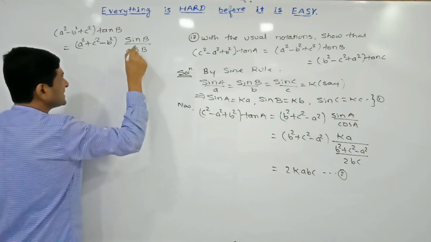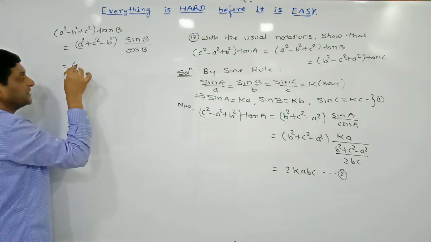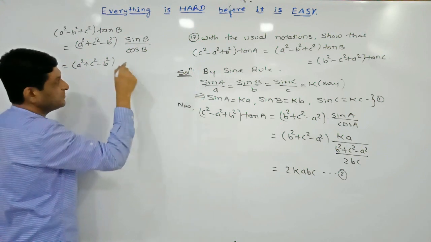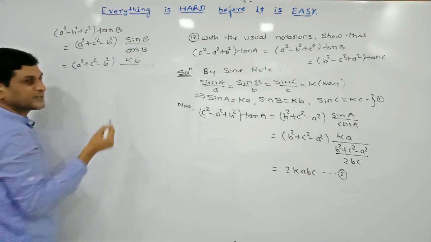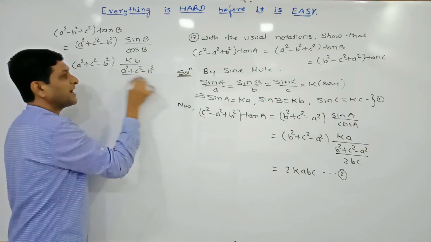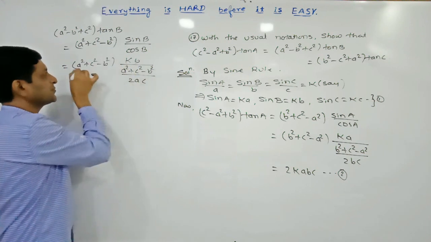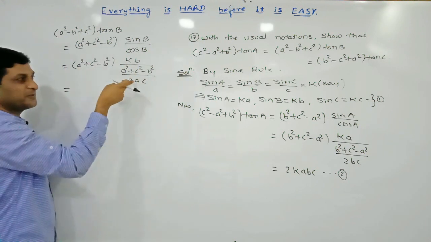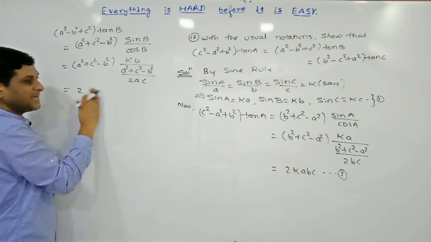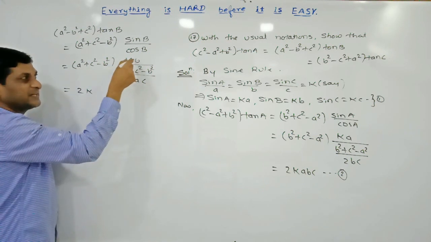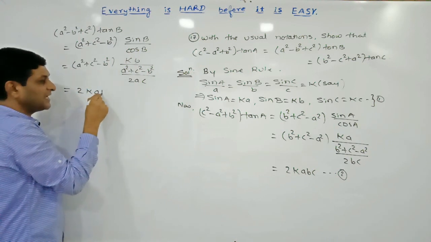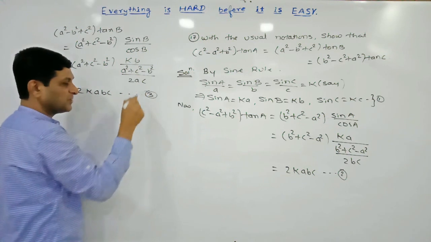Cos b. Again use the same method, substitute the value of sin b and cos b using sine rule and cos rule respectively. So according to sine rule, what value of sin b have we got here? kb. And according to cosine rule, the value of cos b will be equal to what? a square plus c square minus b square upon 2ac. Here these two terms will get cancelled. After cancelling these two terms, what will we get? 2ac can be written in the numerator. So 2kabc, 2k is already there, this 2ac can be written in the numerator, so in the numerator we will get 2kabc. Let us denote it by the next equation, equation number 3.